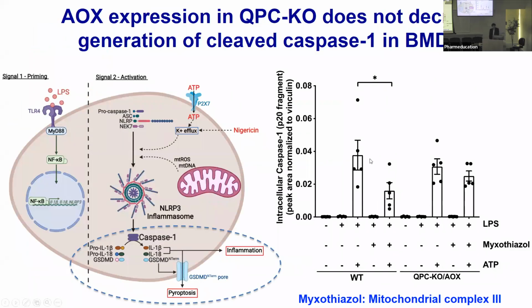So what happens? If you look at caspase-1, it's down. And this is with myxothiazol, which is the complex 3 inhibitor. Again, with myxothiazol in the complex 3 knockouts, with AOX, it's all rescued. That's really arguing, again, it's probably not about H2O2.